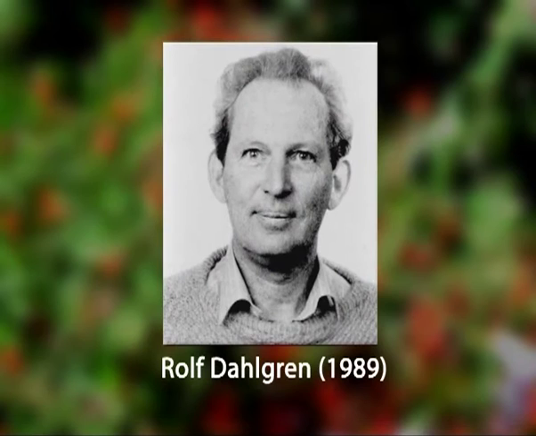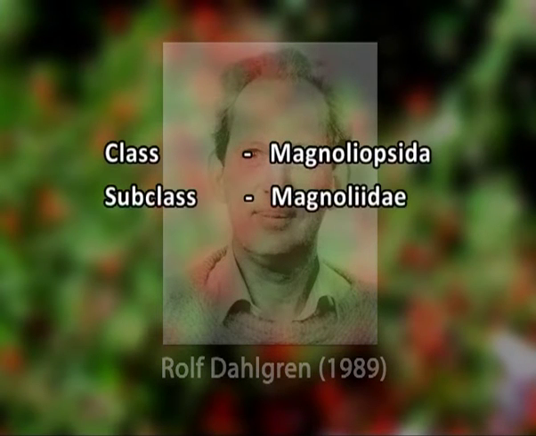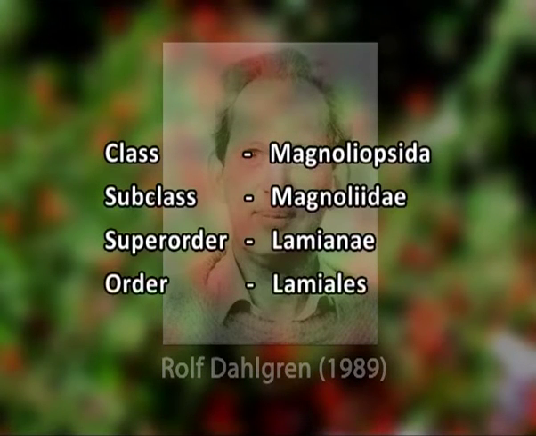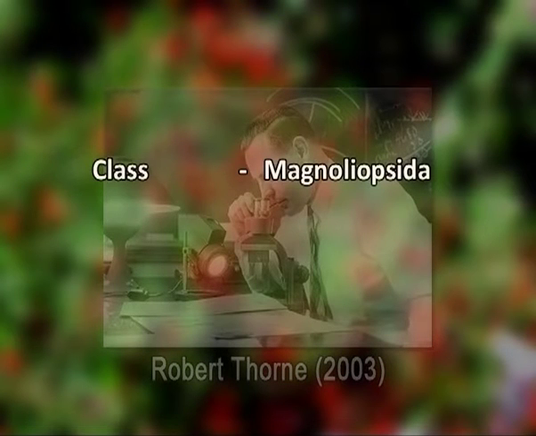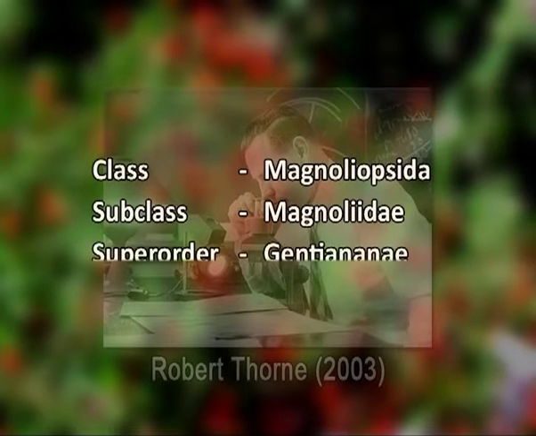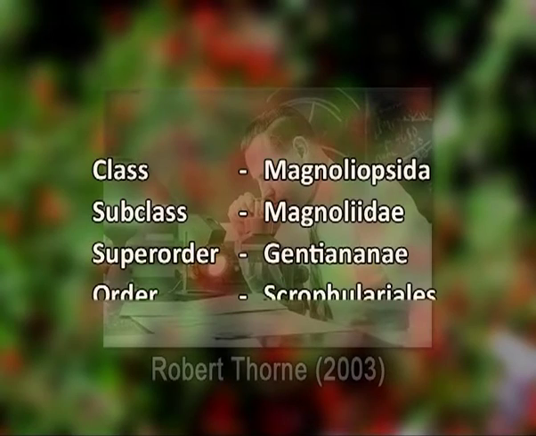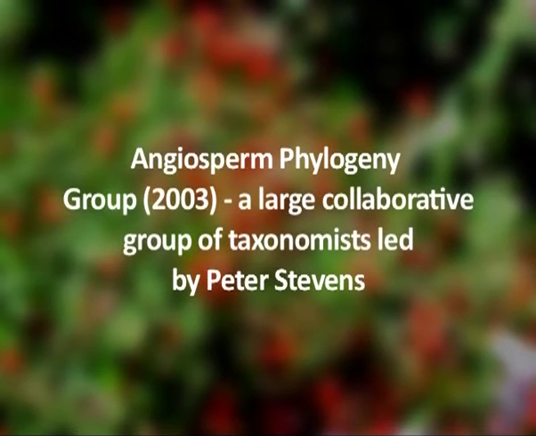Rolf Dahlgren, a Danish botanist, in 1989 placed Acanthaceae in class Magnoliopsida, subclass Magnolidae, superorder Lamiales, order Lamiales. Robert Thorne in 2003 proposed a system of classification according to which Acanthaceae are placed in class Magnoliopsida, subclass Magnolidae, superorder Gentianae, order Scrophulariales.